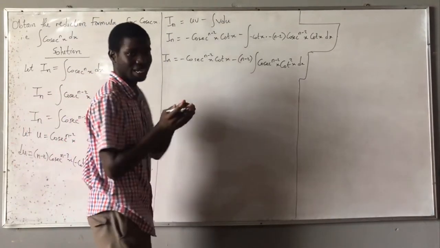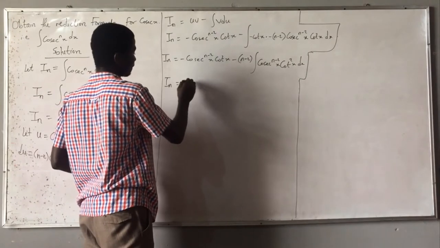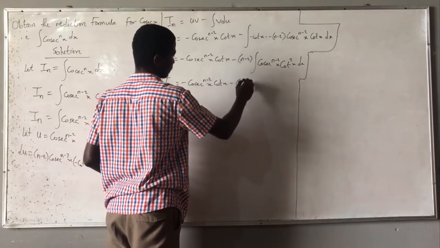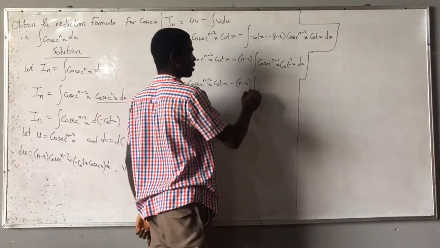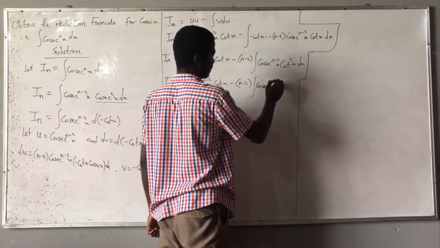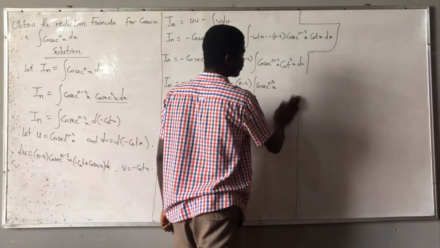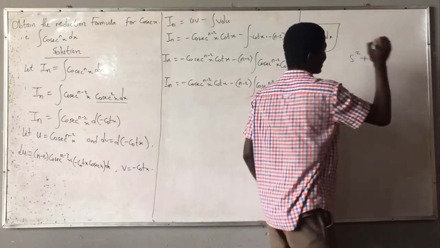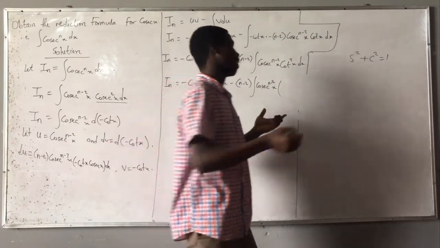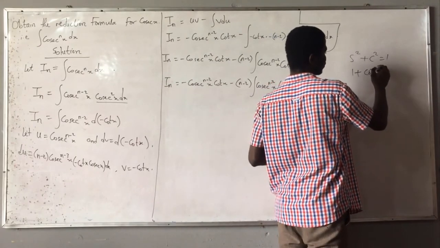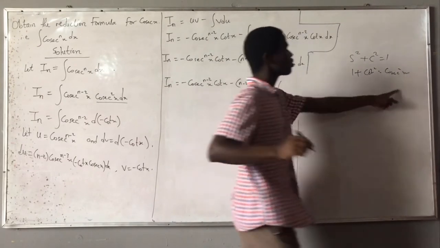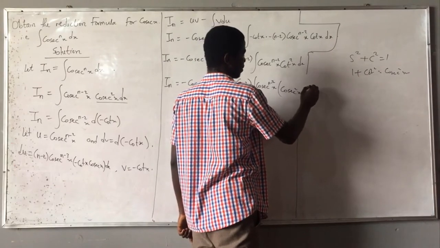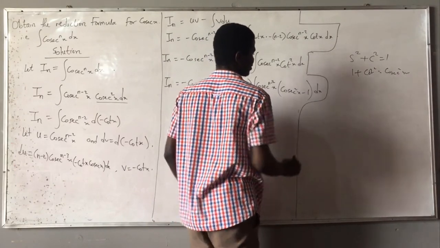So now we are almost getting to the end. Now, from trigonometry, don't forget, we know that sin^2 theta plus cos^2 theta equals 1. Divide through by sin^2, I have 1 plus cot^2 x equals cosec^2 x. So if I make cot^2 the subject, I have cosec^2 x minus 1 dx. That's what I'm going to obtain.